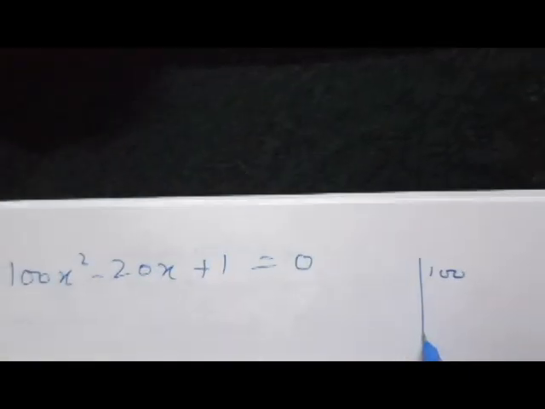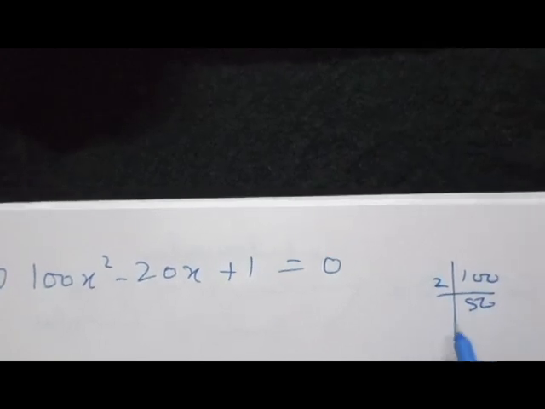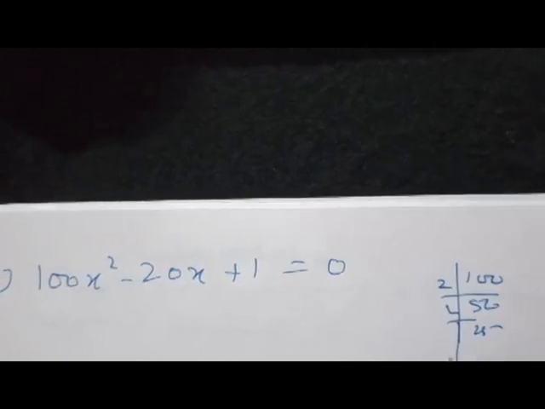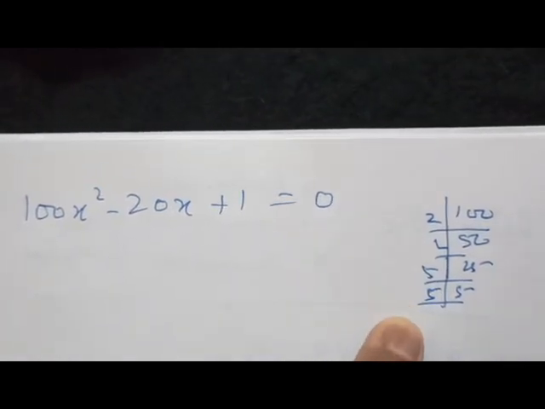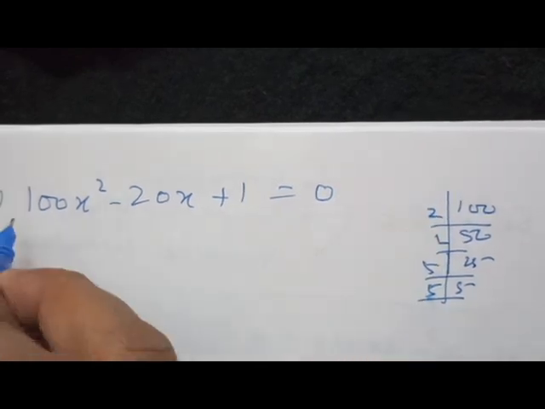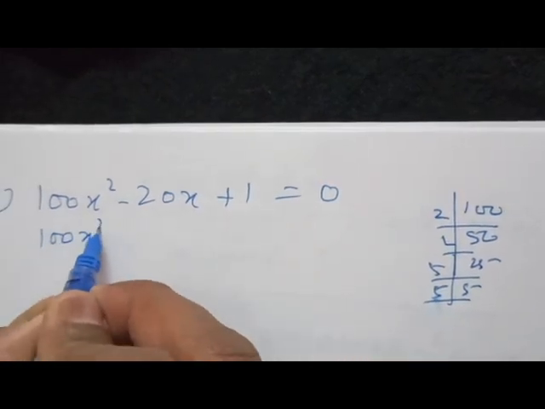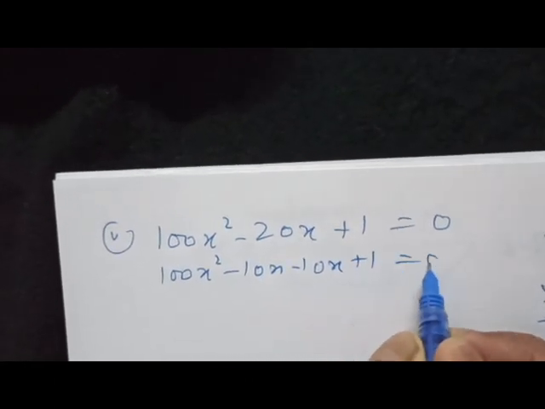You take 100 over here because 100 into 1 is 100. Factorize it, 2 into 50, 2 will give you 25, 5 and 5. So we have got 5. So these are the four numbers out of which we have to make. So we can see minus 10 and minus 10. So 100x square minus 10x minus 10x plus 1 is equal to 0.